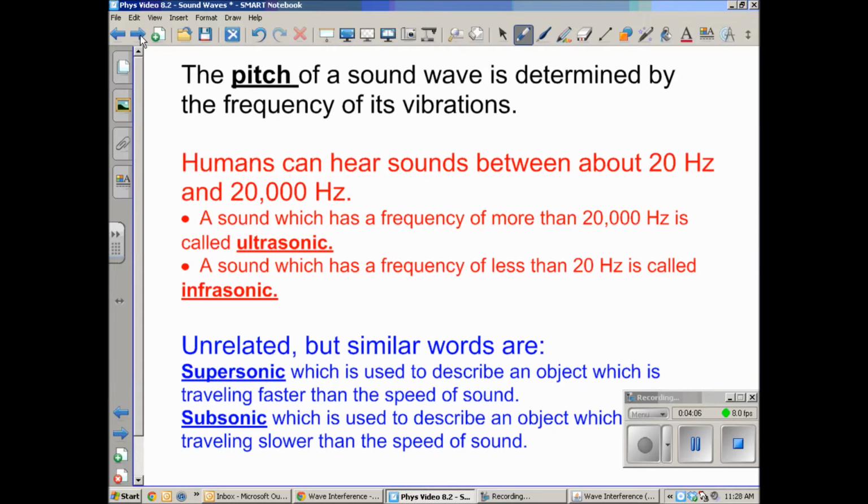Now the pitch of a sound is determined by the frequency of the vibrations. In other words, the higher the pitch is, the higher the frequency is.